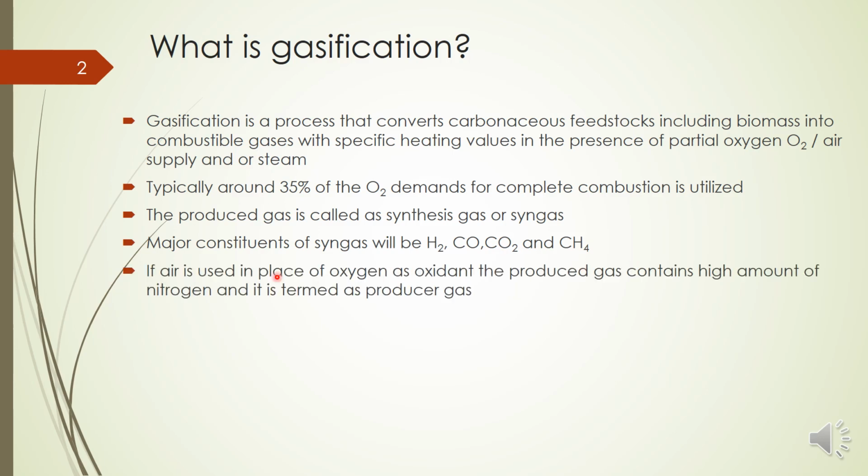But this syngas is mainly obtained when oxygen is used as an oxidant. If you are using air, we know that air has 79% nitrogen and 21% oxygen. So a high amount of nitrogen will be present in the resultant gas, and another term we can call it is producer gas. So if you are using air only for gasification, that is called producer gas, which contains a large amount of nitrogen also.